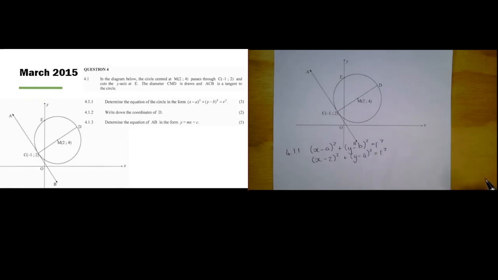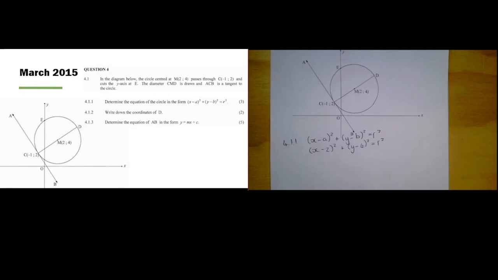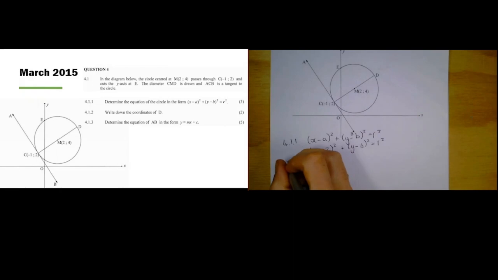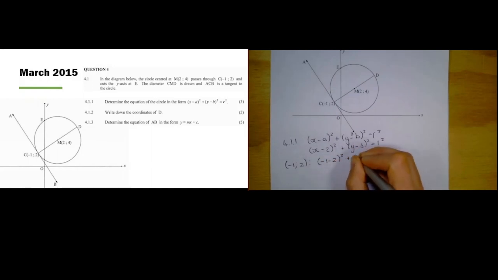Now I've got to calculate my radius. I can calculate my radius by substituting in a point on the circumference of the circle, and I have a point to sub in. So I can substitute in (-1; 2). So I'm going to go (-1 - 2) squared plus (2 - 4) squared would give me my radius squared. And that calculates to be 13 is equal to my radius squared. So my equation is (x - 2) squared plus (y - 4) squared is equal to 13. And that was 3 marks.